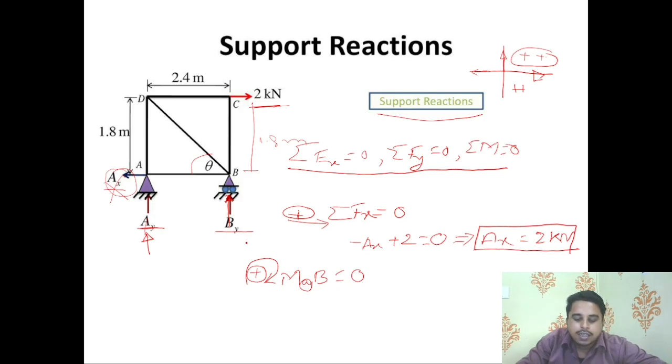Then clockwise moment is positive. So if we put a thumb on B and following the 2 kilonewton, if we rotate our index finger, then we will find it follows the clockwise direction. So 2 into 1.8, that will be the moment for 2 kilonewton.